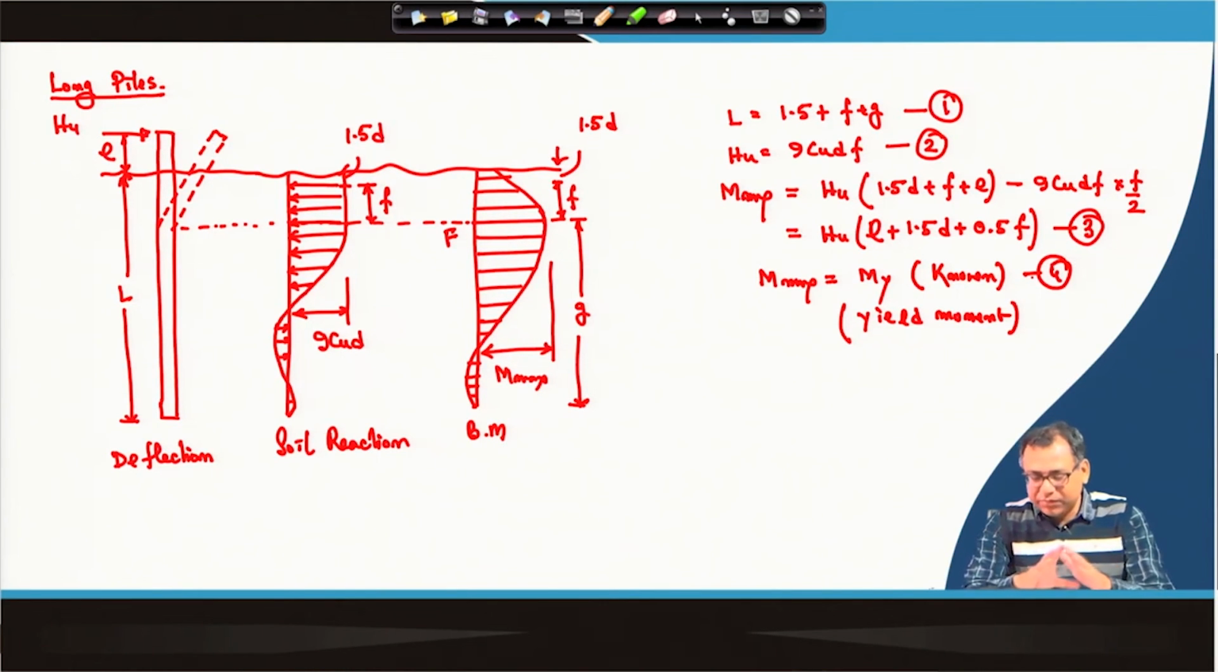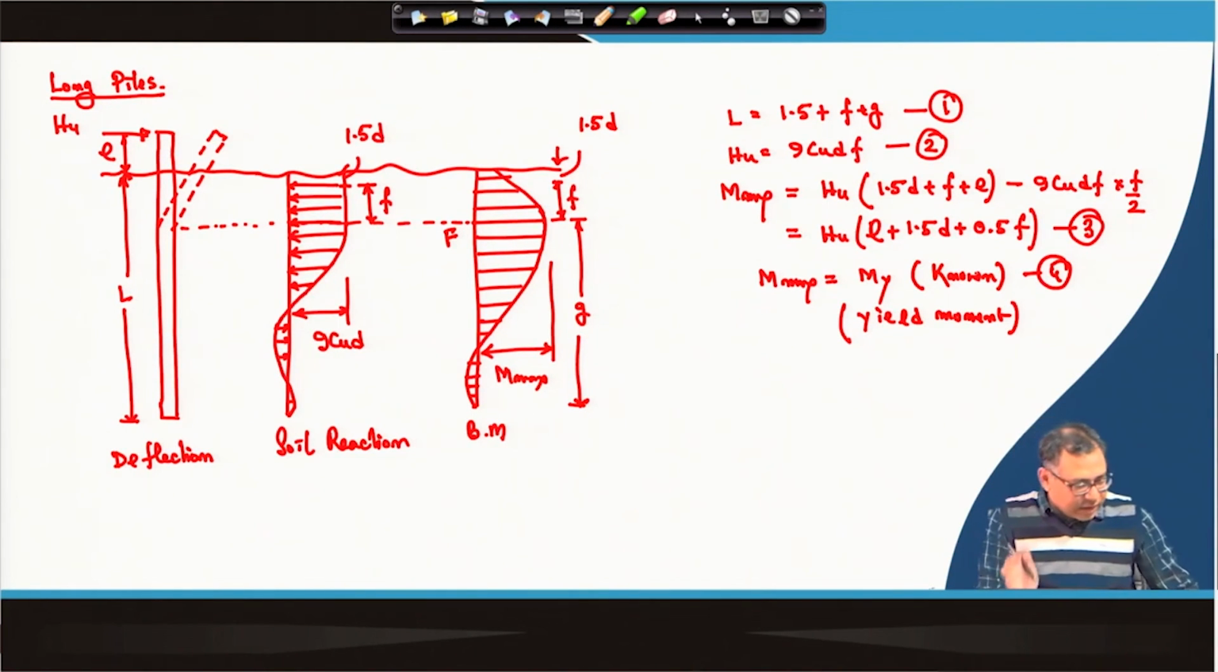So we can go up to this yield moment. M max should be equal to the yield moment, and that will give us the fourth equation, and the yield moment is known for a particular pile. Then we have 4 equations and 4 unknowns, or, as M max is equal to M y and M y is known, we have 3 unknowns and 3 equations. So we can solve and we will get the HU value.